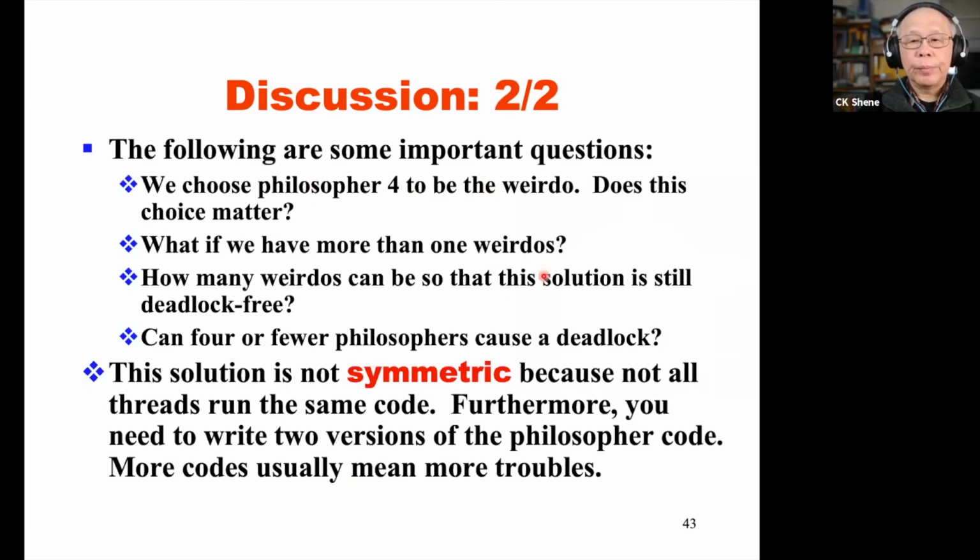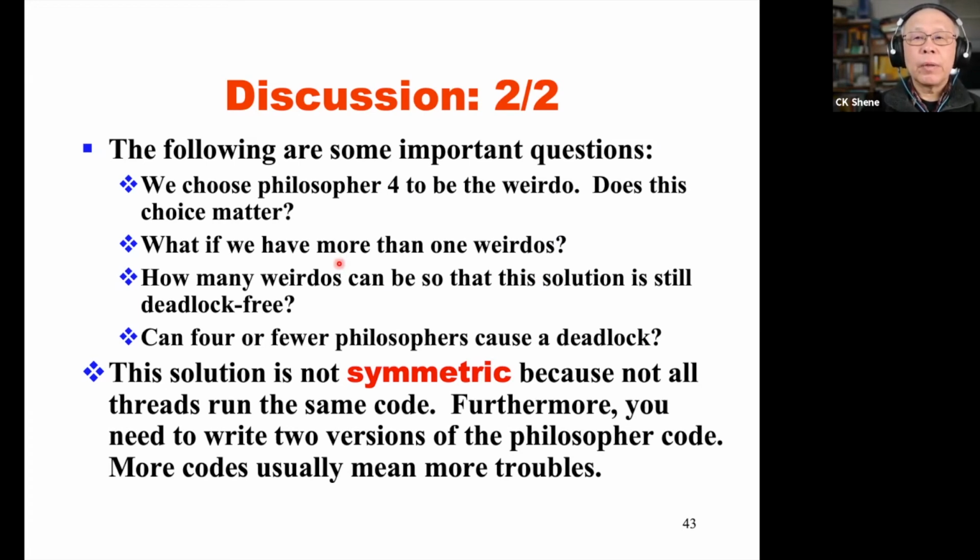Now, let's continue. There are several important questions here. The first one, we choose philosopher 4 to be the weirdo. Does this choice matter? Can we choose philosopher 2 to be the weirdo? I'm sure you know the answer instantly. The second question is, what if we have more than one weirdos? We have 1 or 2 weirdos, or 2 or 3, and so on. So if we have 2 weirdos, can this solution still be deadlock-free?